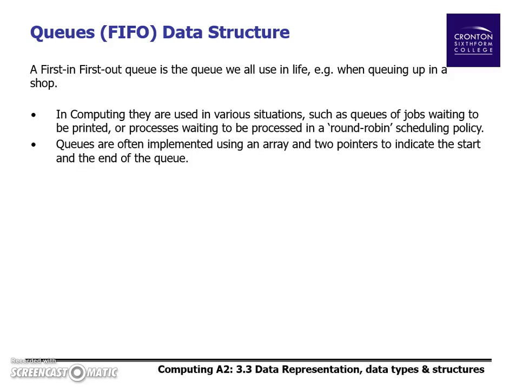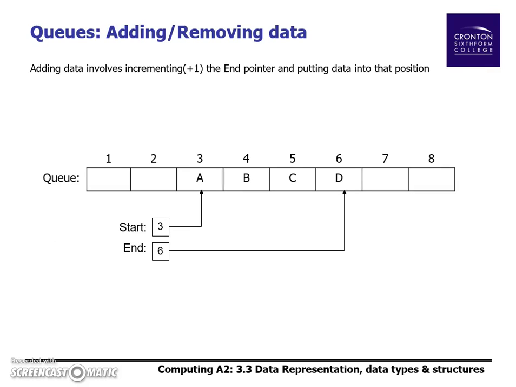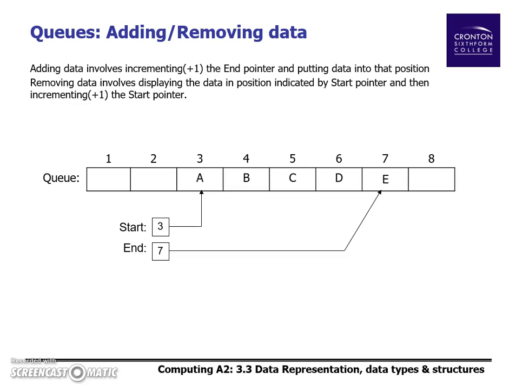Queues are often implemented using an array and 2 pointers to indicate the start and end of the queue. So it starts at position 3 and ends at position 6, and we've got A, B, C, D in the queue. Okay, so adding data involves incrementing the end pointer by 1. So the queue now ends at position 7. Removing data involves displaying the data in the start position and then incrementing the start pointer by 1.